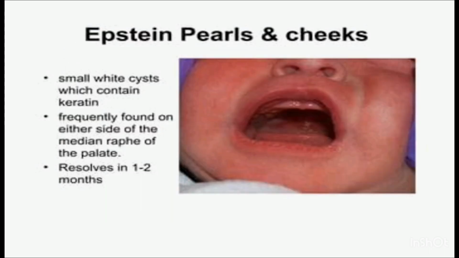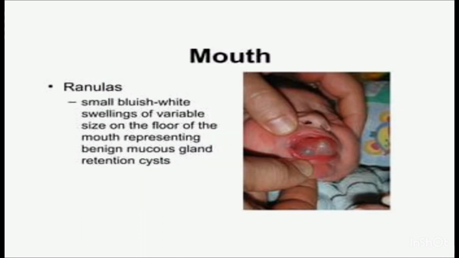Epstein pearls on the palate and cheeks. It is a small white cyst which contains keratin. It is frequently found on either side of the median raphe of the palate and also resolves in 1 to 2 months of birth. Ranulas. It is a small bluish white swelling of variable size on the floor of the mouth, representing a benign mucus gland retention cyst.